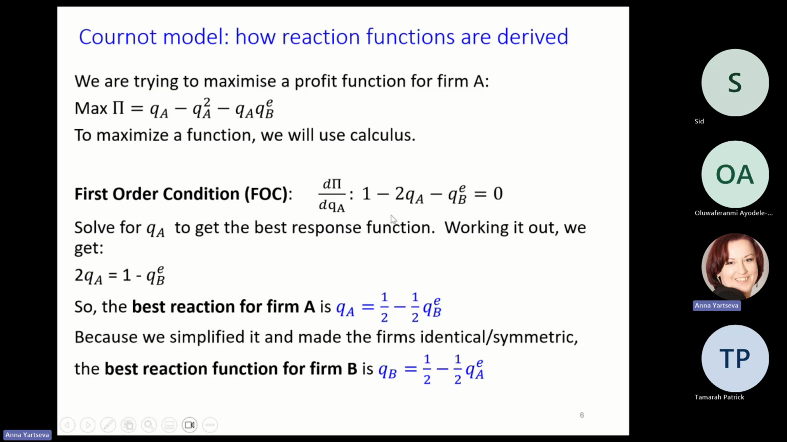Right, so we've differentiated this, and in line with the first order condition, we make it equal to 0. Now we need to solve this equation, right? We'll need to work out the best response function. So in other words, we'll need to find the expression which describes our QA.